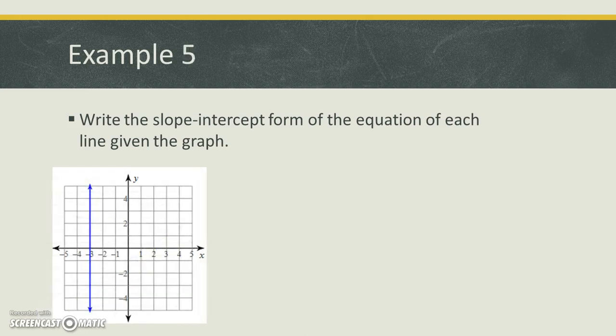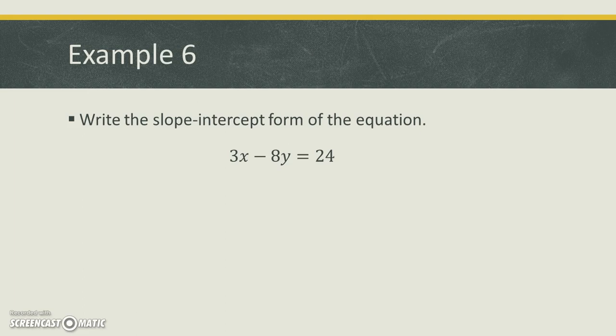Example 5 is a special case. This is a vertical line. If you remember back from the first slide, vertical lines are x equals a number. And so this question, it's going through -3, so it's just x equals -3. The slope is undefined because it's vertical. So our answer is just x equals -3.